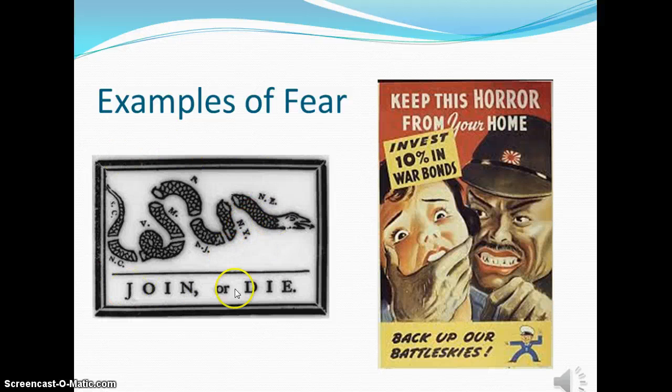This was from the American Revolution. Join or die. Those are your two choices. Who wants to die? I guess we better join. And this poster from World War II shows a very frightening looking Japanese man. And this is what the Japanese will do to all of our women if we don't invest 10% in war bonds. Fear works. Another technique is avoidance.